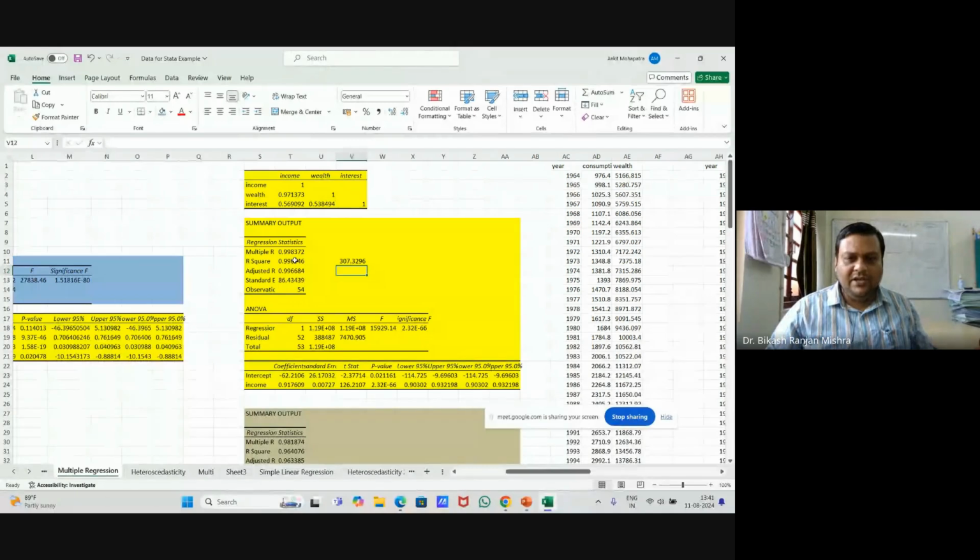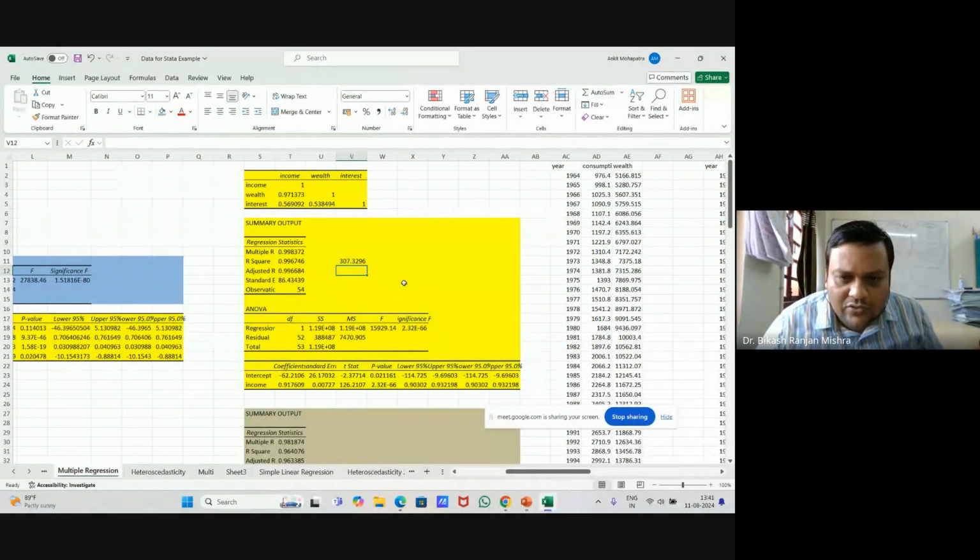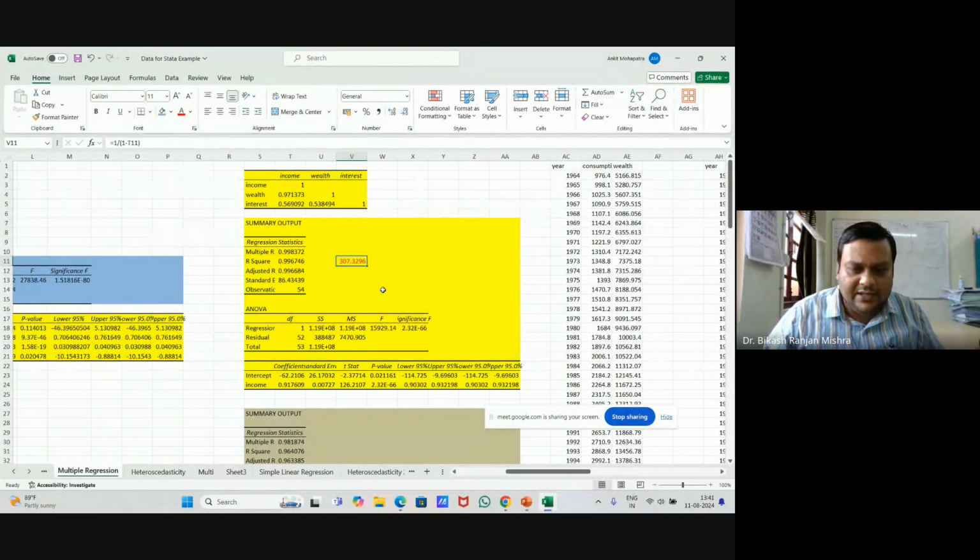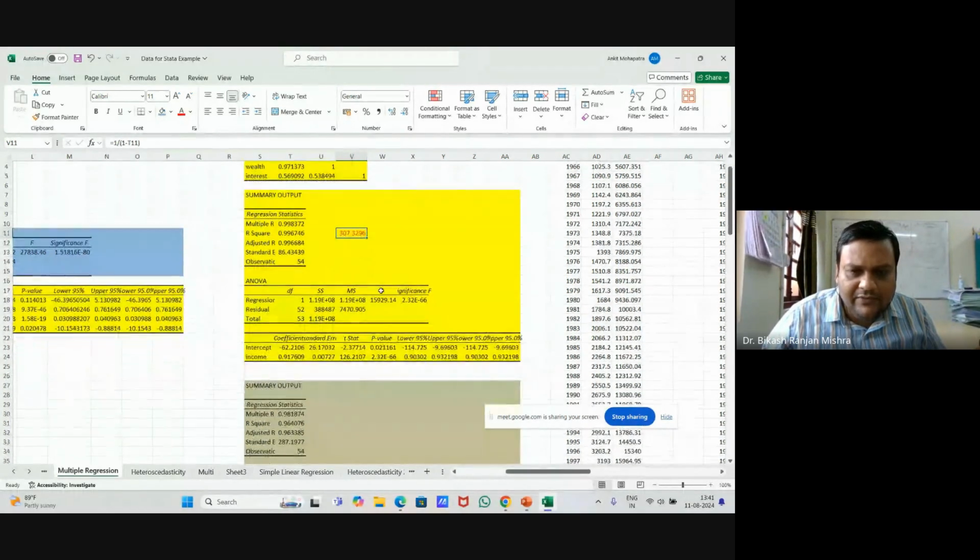So it comes around to be 307.3296. This is your VIF. Can you see the VIF figure now? So this is with respect to consumption and income. This is the consumption and income table.